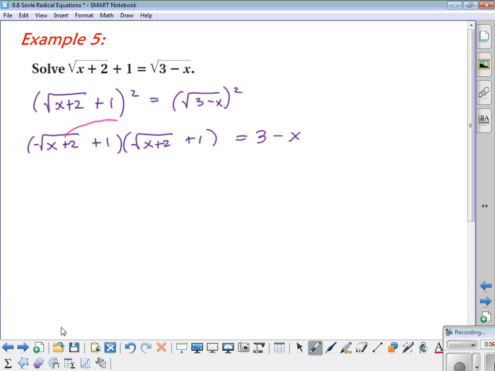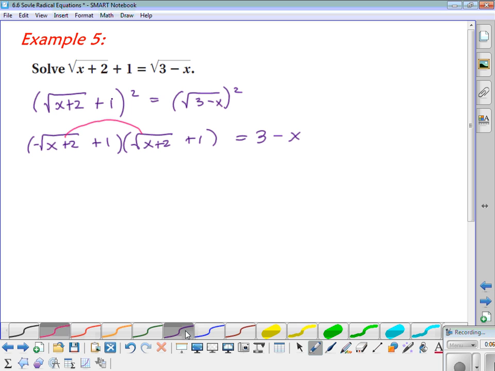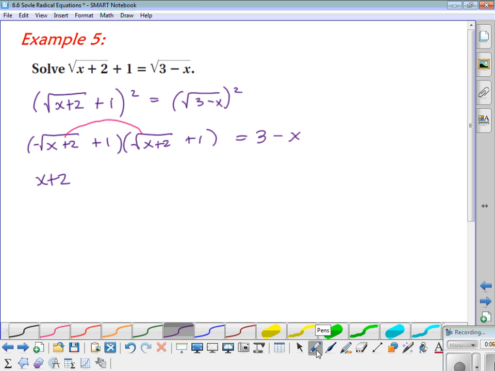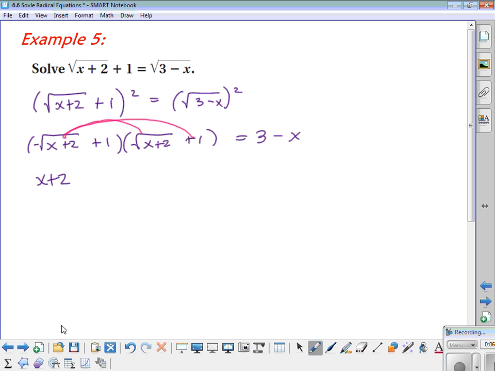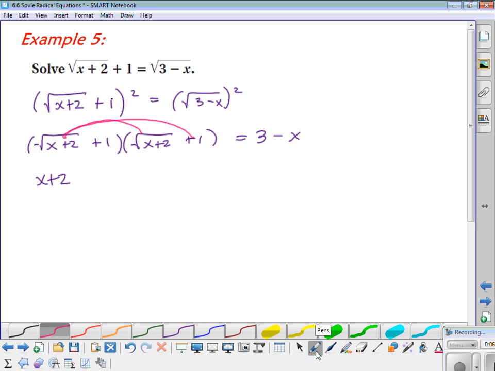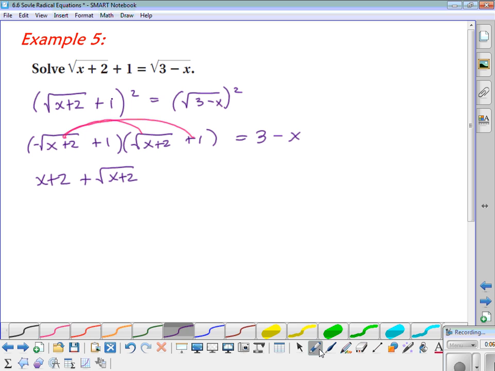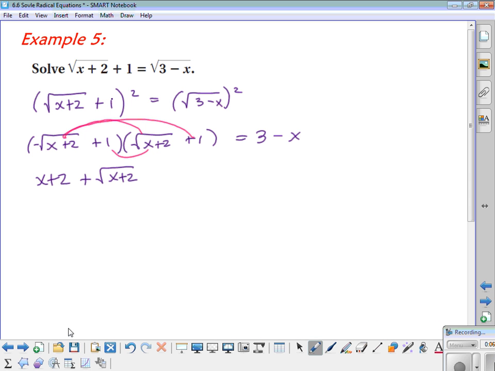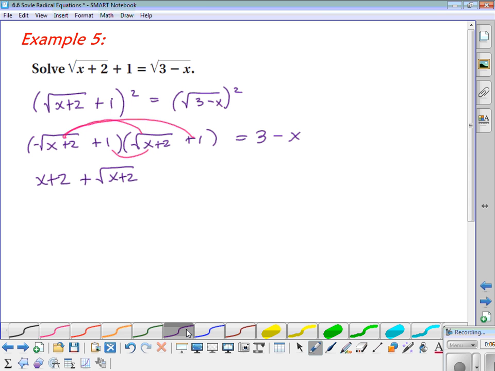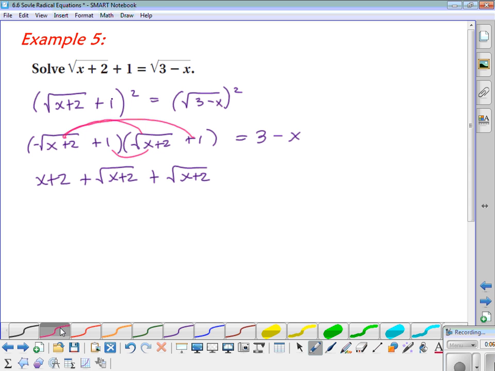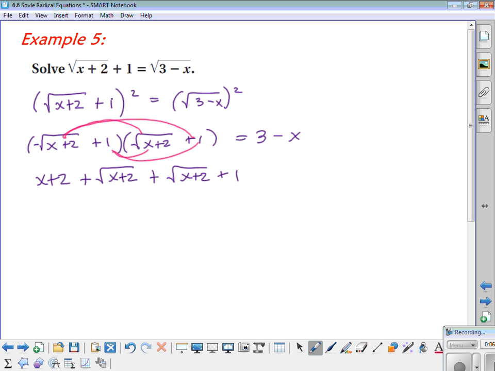And so the square root of x plus 2 times the square root of x plus 2 is just x plus 2. And then the square root of x plus 2 times 1 is the square root of x plus 2. And then I use my 1 to distribute, so 1 times that, I get another square root of x plus 2. And then finally, 1 times 1, I get 1. And that is equal to the 3 minus x.